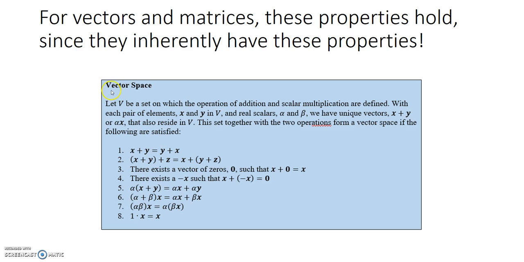The deception here is that you don't necessarily need to be working with vectors per se in order to call a set a vector space. A vector space can be a set that doesn't have any vectors at all. So we're not going to spend the time verifying these, because assuming we're working with vectors and matrices, they all automatically hold.